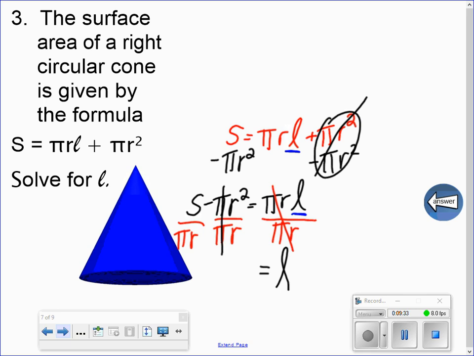The pi's cancel out. We have two r's on the top. This is what this r squared is. We have one r on the bottom, so the one r on the bottom cancels out with one of the r's on the top. And so for this part, we just have r, because the pi's also went away. And S over pi r, because we can't cancel anything out on that side right there.